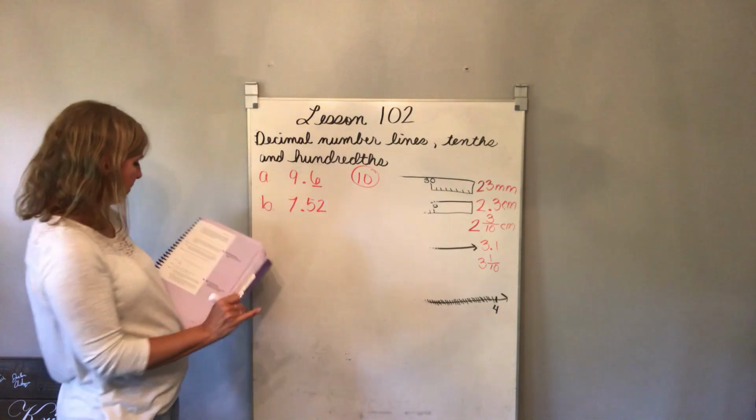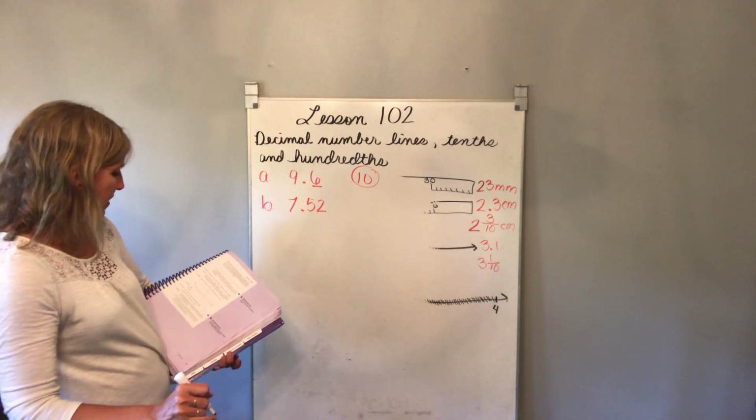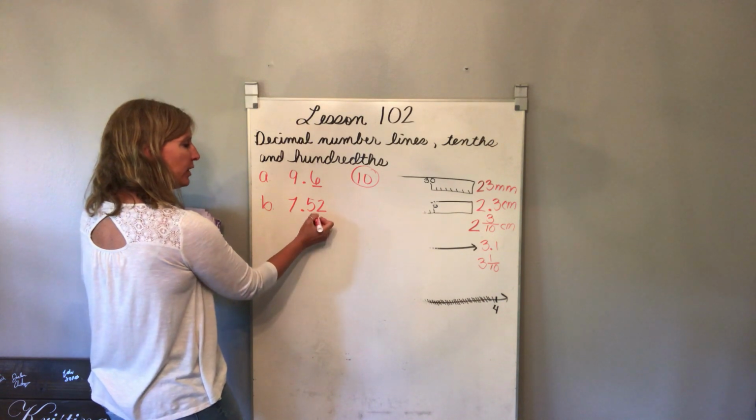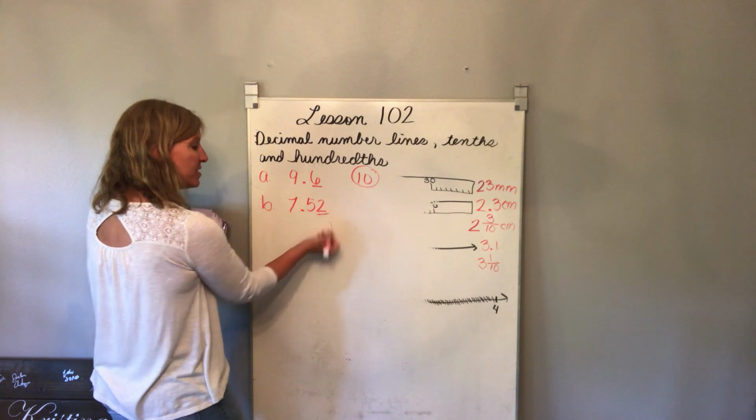Round 7 and 52 hundredths to the nearest 10th. So we're rounding to the 10th place, so we're going to look at the hundredths place.